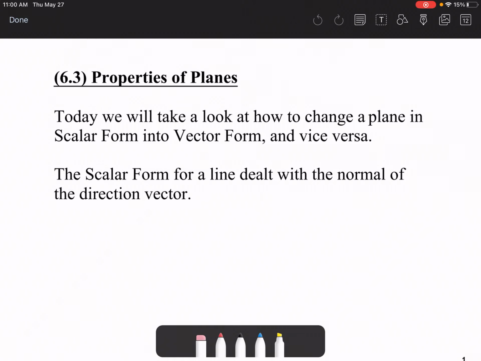Hello and welcome to Lesson 6.3, Properties of Planes. Today we're going to see how to change a plane from scalar form into vector form and vice versa.